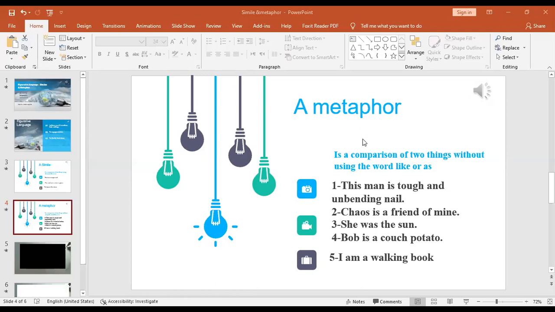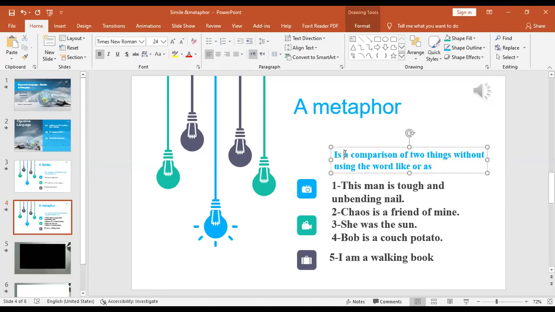Okay, look at here. This is the metaphor. It's a comparison between two things. For example, Nikola Tesla, this kind of inventor. He was an inventor, okay? And unbending nail. You know the nail that I use the hammer on in order to fix it in the wall? This is the nail. Unbending means that he's very straight, he's very strong. Look at here. This man is tough, not as. I didn't use as. I said directly, he is tough and unbending nail.